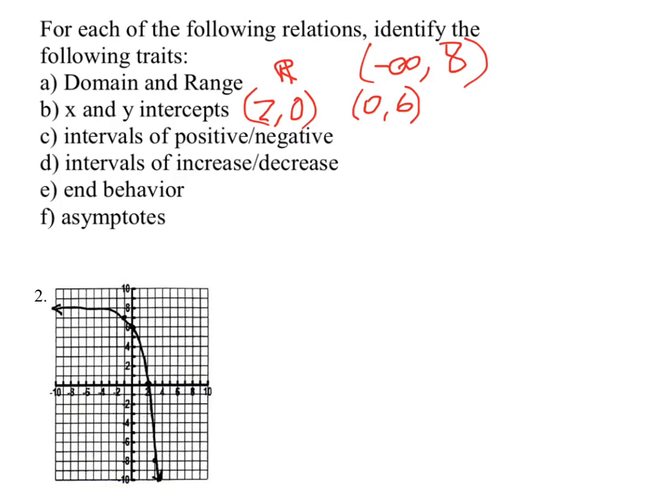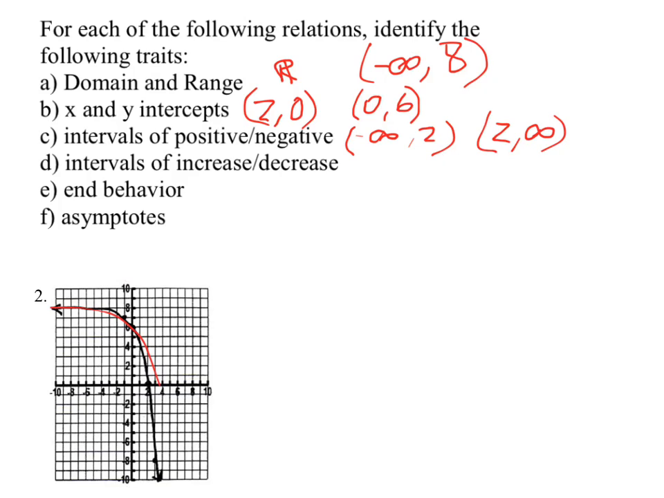The intervals where it's positive, well, it's positive to the left of our x-intercept. It's positive over here, as in above the x-axis. It switches when you reach 2. So the interval where it's positive is from negative infinity to 2. And then it's negative after that. So from 2 on to infinity, it's going to be negative.